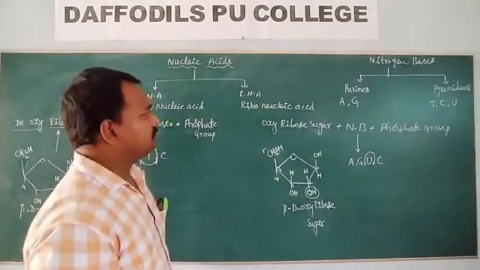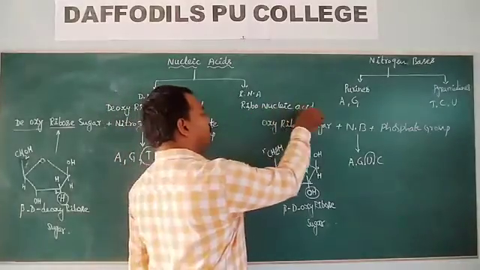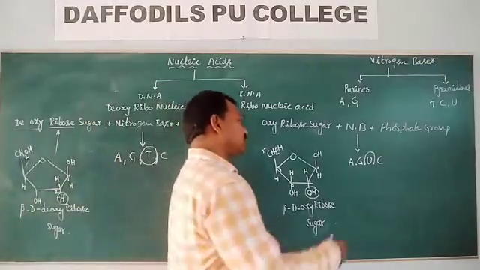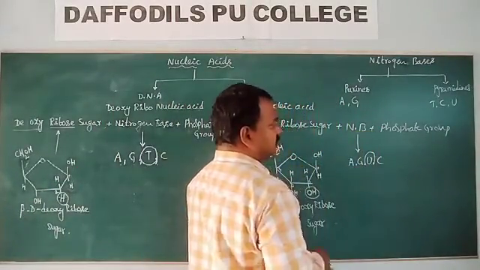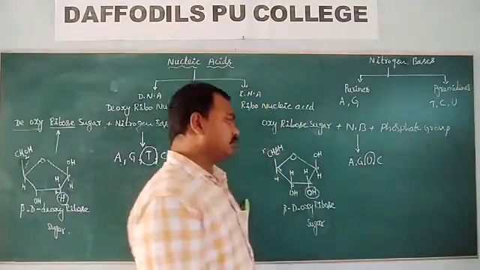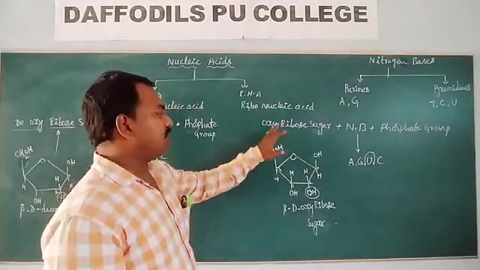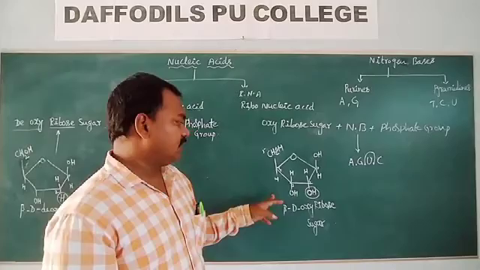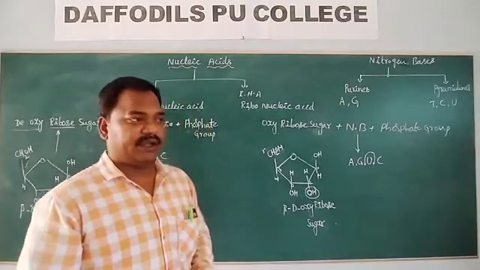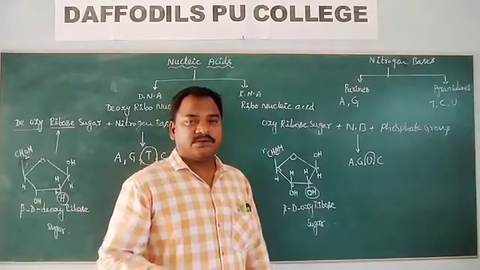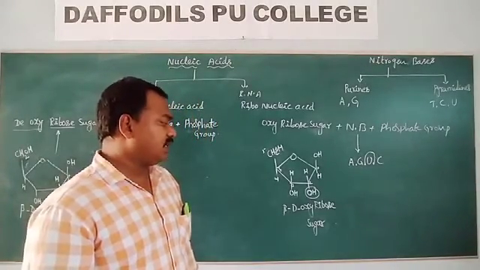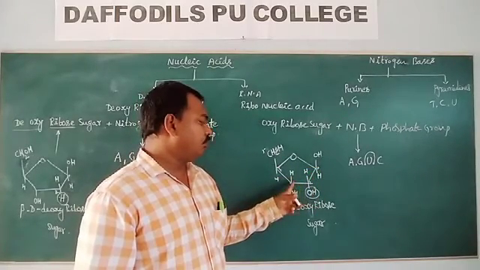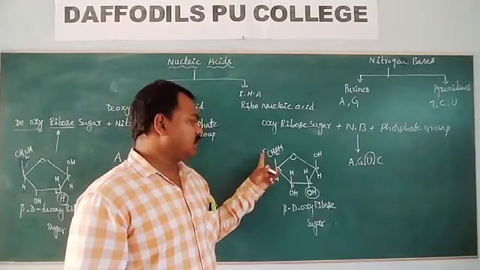RNA is ribonucleic acid. In ribonucleic acid, a ribose sugar is present, and the nitrogen bases and the phosphate group are present. Look at this ribose sugar. First, we have to discuss what the ribose sugar is. A carbohydrate having 5 carbons is the ribose sugar. Here, how many carbons are there? 1, 2, 3, 4, 5. 5 carbons are there.